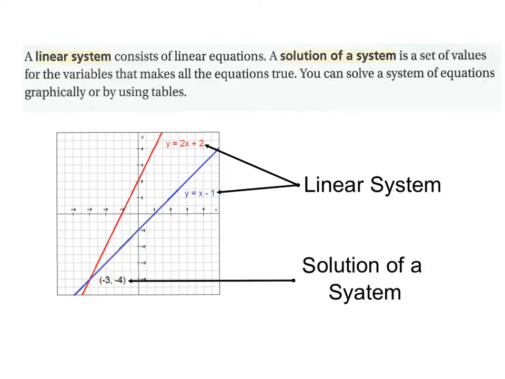So in this chapter, we're going to talk about a linear system of equations, which means we're going to have more than one line, and we're going to try and find out where those two lines cross. Where they cross, where they intersect, is called the solution to that system of equations. Since a linear system has two variables, we're going to need two equations to be able to solve it.